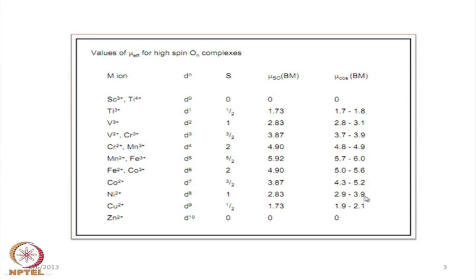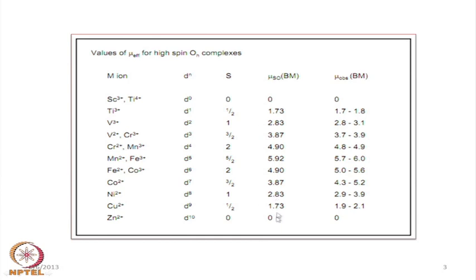Similarly, for nickel 2 plus, the spin only value is 2.83 and we are going up to 3.9. So, there is some other contribution which is adding to the corresponding spin only values. Similarly, for copper 2 plus, though the magnitude is less, it can go from 1.73 to 2.1.